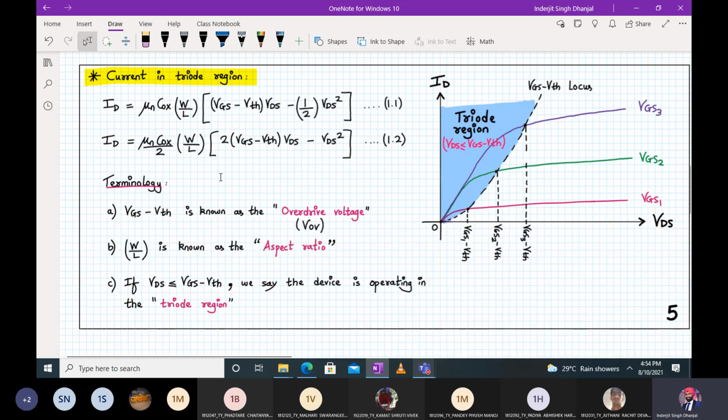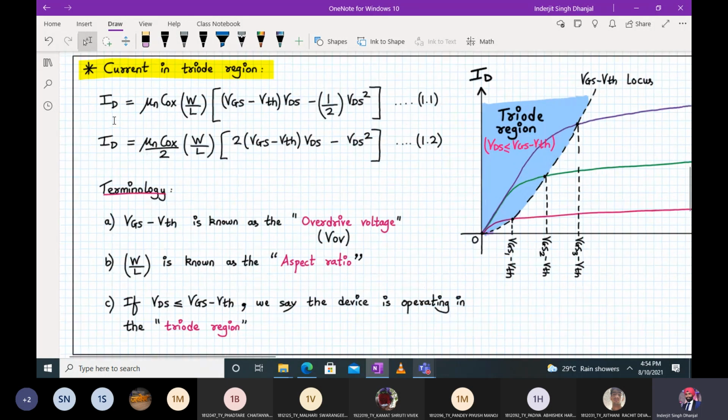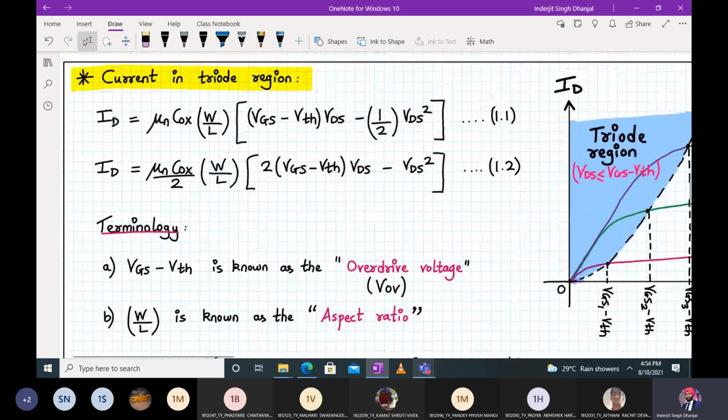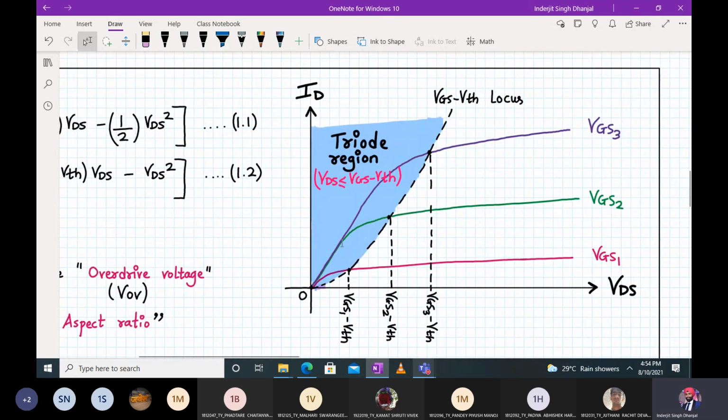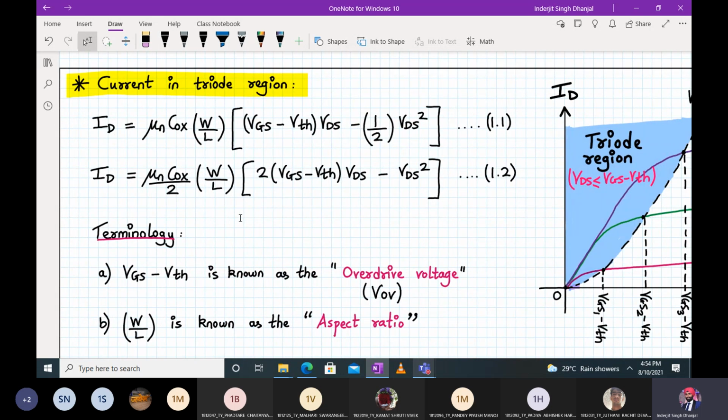What is the current in the triode region? This we used to call ID linear. Now, what is the equation given by? Let me expand it a little. We are in the triode region, and we are writing the current equation in the triode region. So the current equation is ID equal to W by L into VGS minus VTH into VDS minus half VDS square.